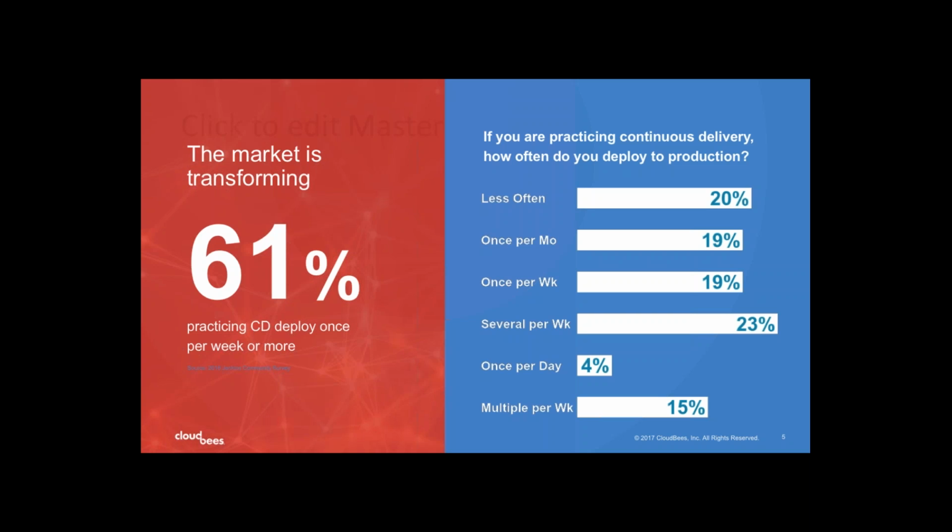In terms of the market transformation, we also surveyed folks and asked them who's actually practicing continuous delivery? And in fact, how often do you deploy to production? It's one thing to always have artifacts which you could put into production. It's another to say how often you do that. With that, we found 61% are actually practicing CD, deploying at least once per week or more. And you can see there some of the details in terms of how often that process goes through.